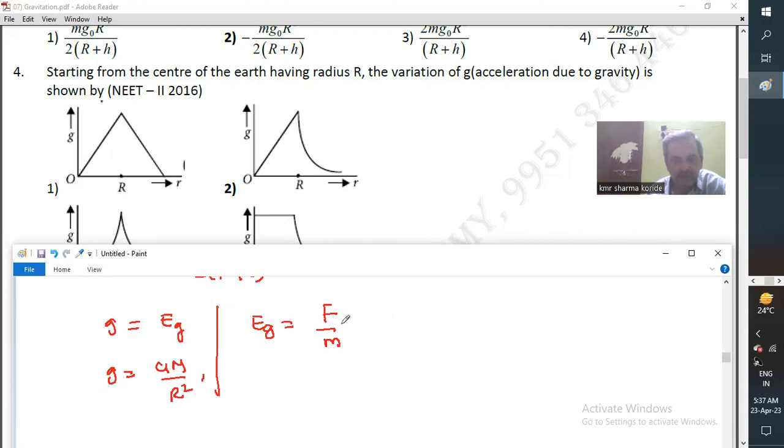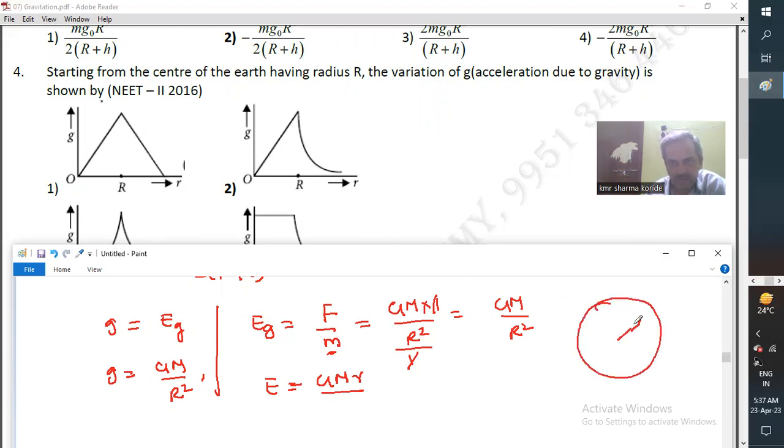Force experienced by unit mass placed at a point in the field is nothing but gravitational field. Therefore, after you place 1 kg mass, it experiences gravitational force, GM into 1 kg by R square, divided by the 1 kg, which cancels. So acceleration due to gravity is numerically equal to gravitational field intensity. For the case of a sphere, we get the formula GM into small r, inside, from the center of the Earth.